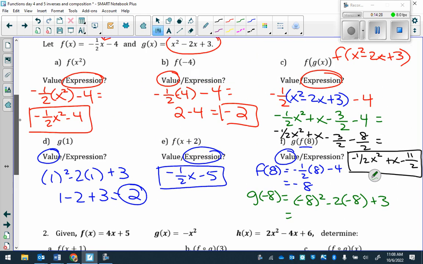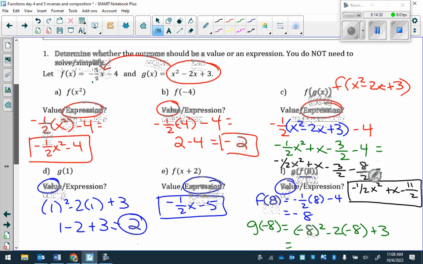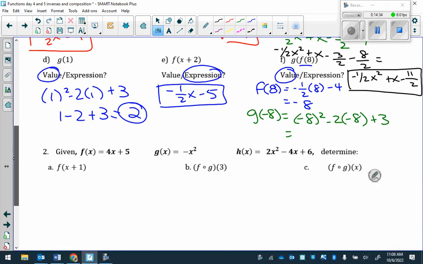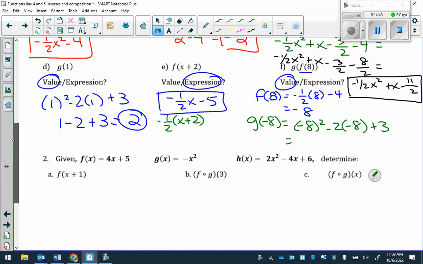How do we get E? So it's the f of the x plus 2 here. Okay. So we have negative 1/2 times x plus 2. What was it? Minus 4. Okay. So you distribute negative 1/2 x, negative 1/2 times 2 is negative 1, and then minus 4. That's how you get that. Okay?